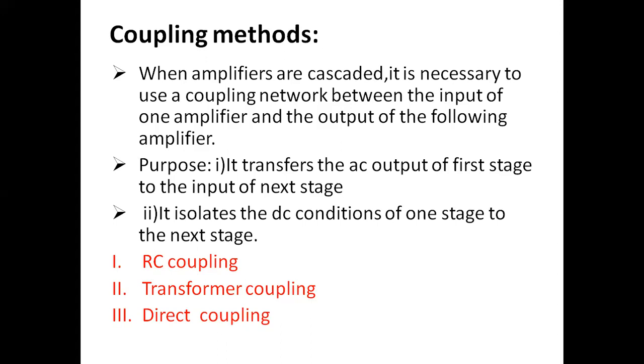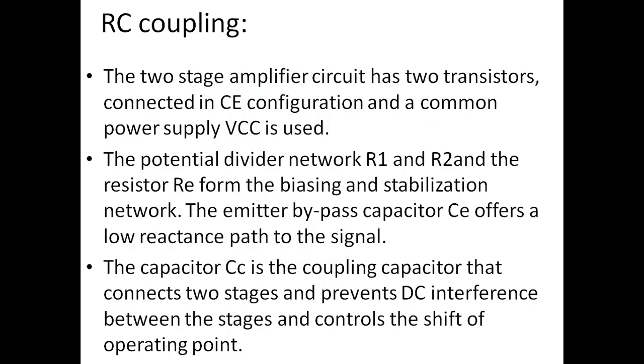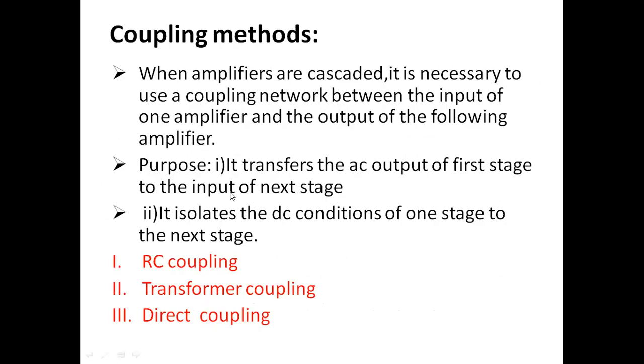That is the purpose of using a coupling device, and it also isolates the DC conditions of one stage from the next stage. If we have some DC current in the first stage, then that should not be passed to the next stage. It isolates the DC content of the previous stage from the next stage. This is the purpose of using coupling devices between the stages. Mainly we have three types of couplings: RC coupling, transformer coupling, and direct coupling.